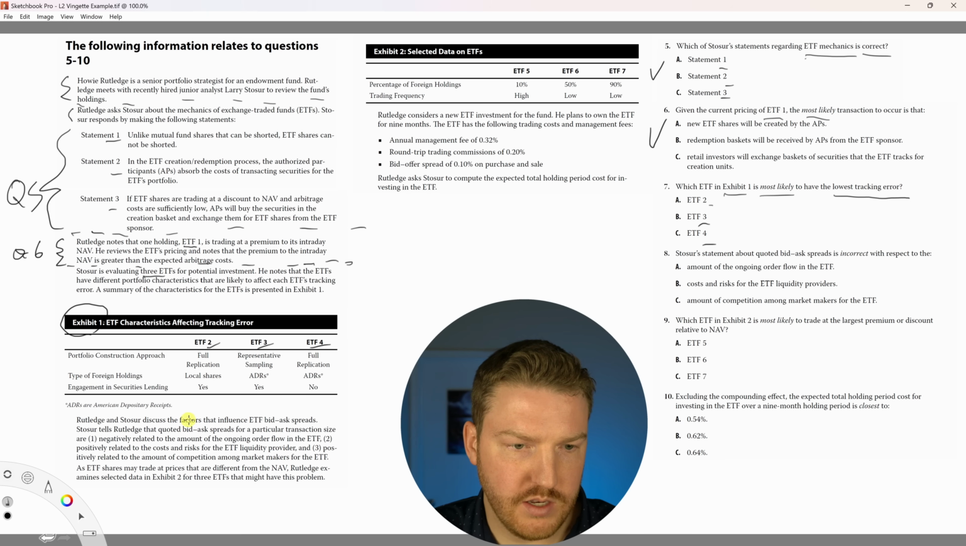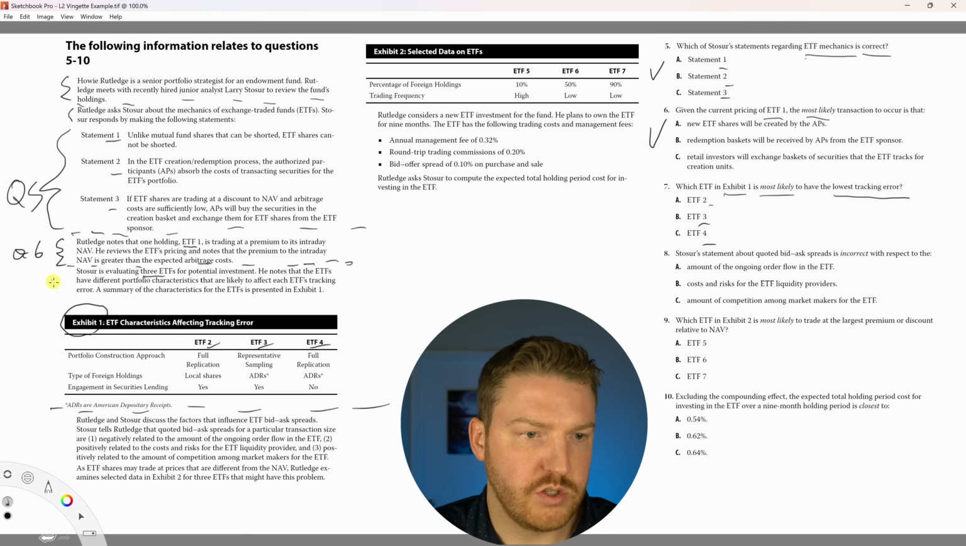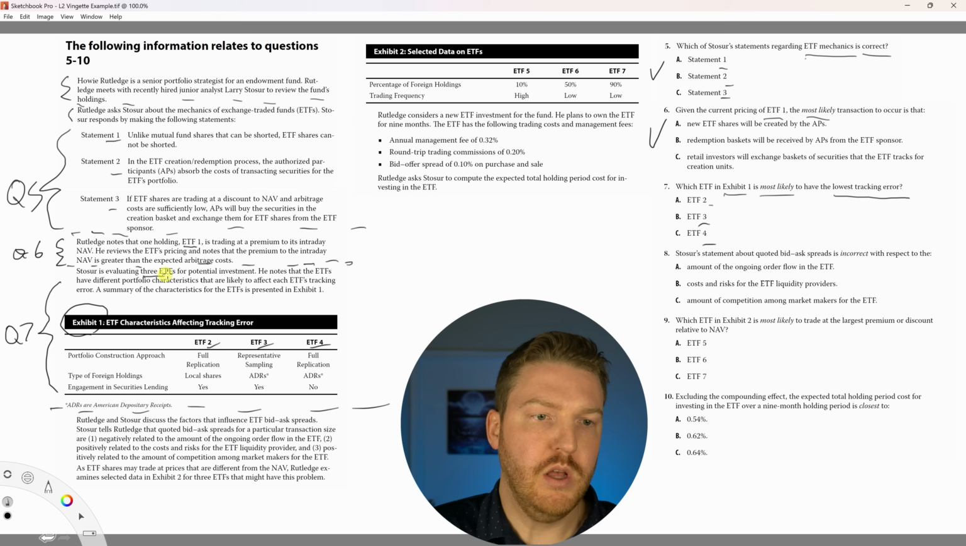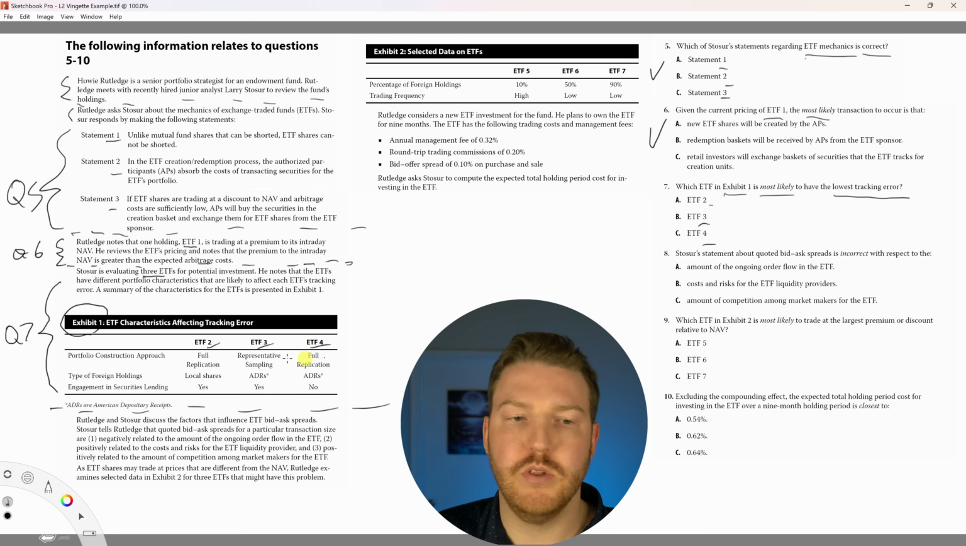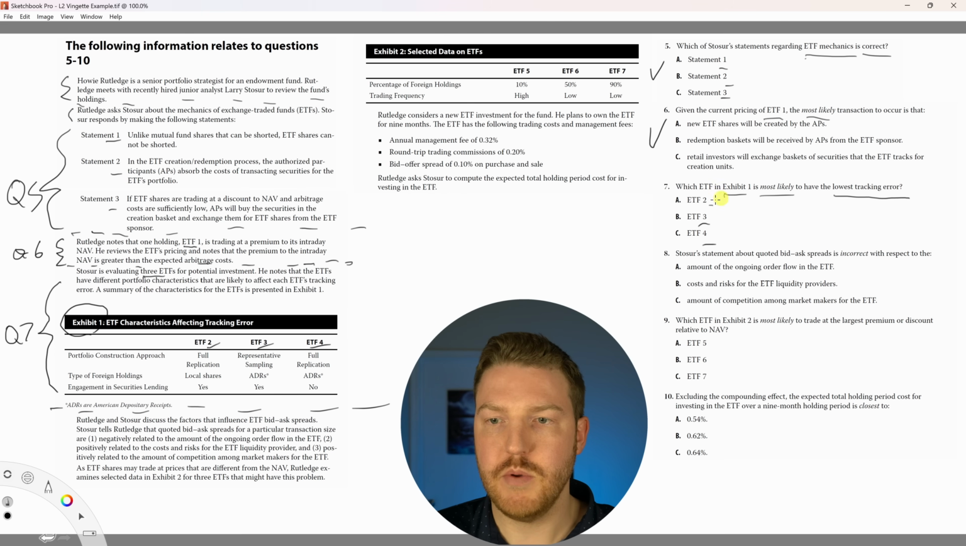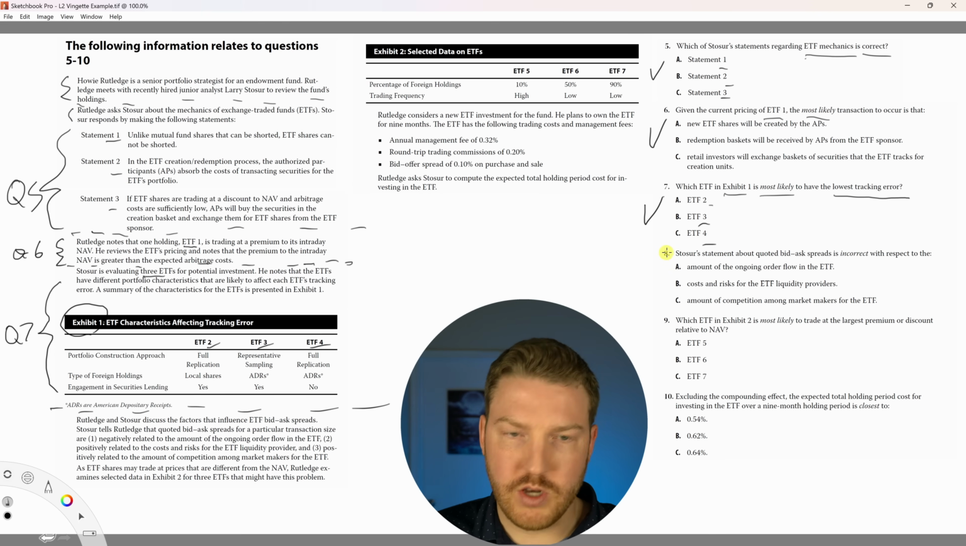This guy discussed the factors that influence ETF bid-ask spreads, and then they're talking about bid-ask spreads and some things about them. So that has nothing to do with ETF 2, 3, and 4. So to solve this question 7 here, all I need to do is consider this information right here. So with only this in mind, I will now try to solve question 7. Maybe I do. So let's say I finished that one. Now I'll move down to question 8.